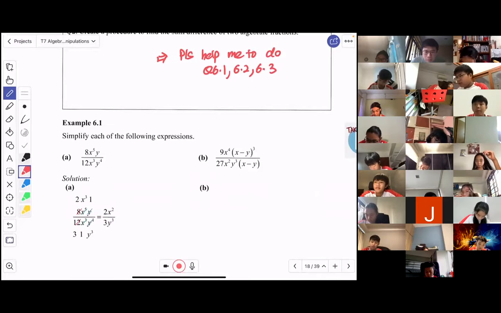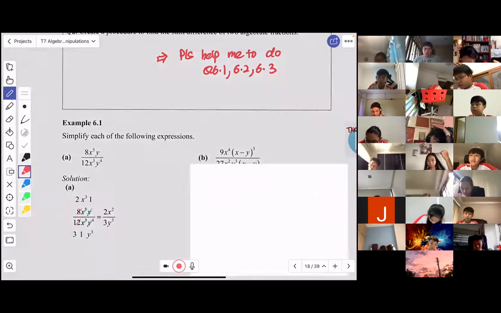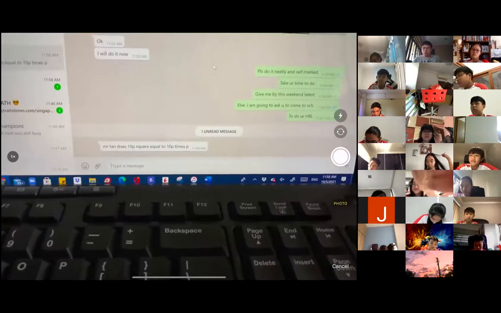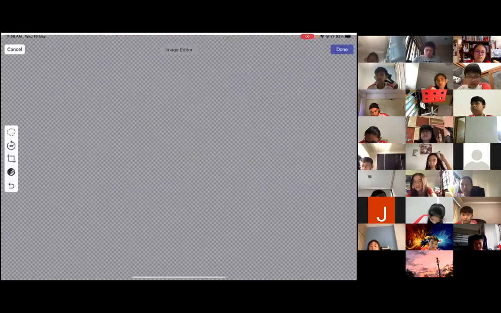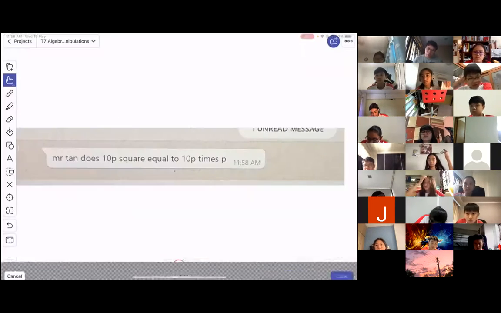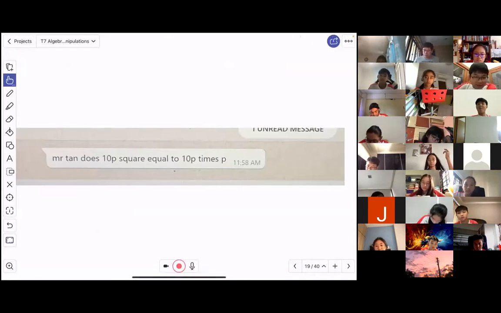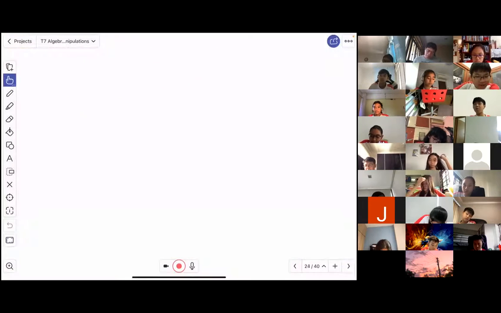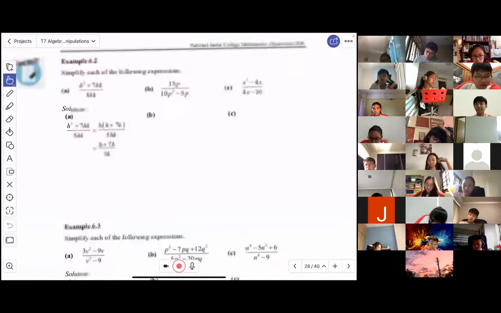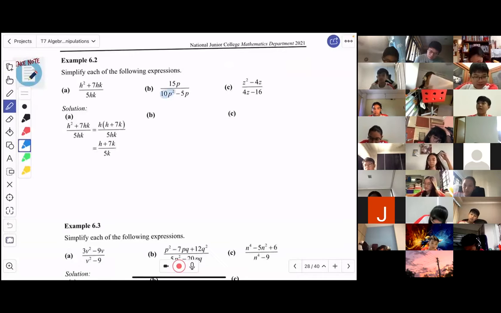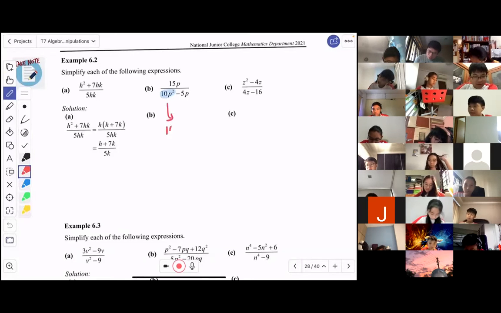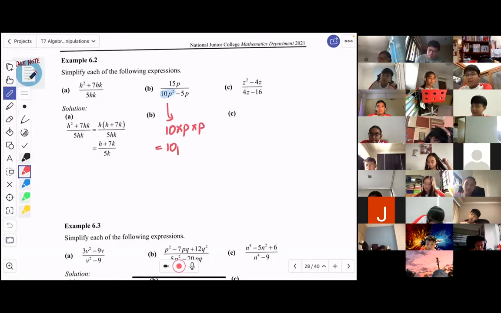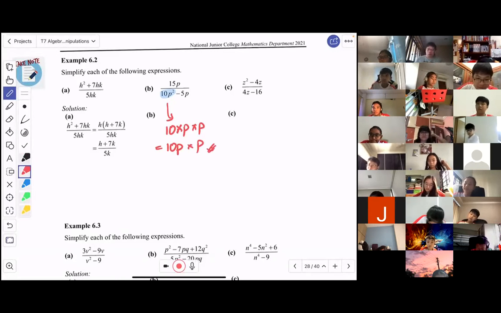I got this question here: does 10p square equal 10p times p? Yes, I can say so. I think you are referring to example 6.2. Thank you to the student who asked this. Example 6.2, 10p square refers to 10 times p, which is the same as 10p times p.